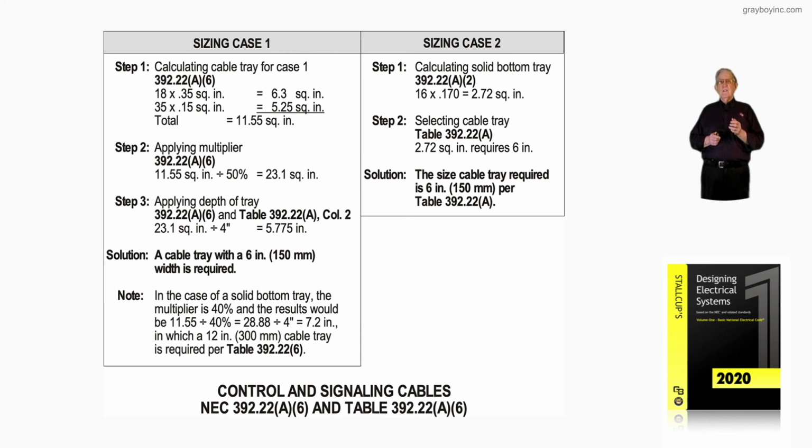So in the solution and answer, the size cable tray required is 6 inches per Table 392.22(A). Now this is showing control and signaling cables, and then of course we get these known values from the previous illustration showing the conductors in the cable tray for case 1, and case 2 is you see the calculations performed for case 1 and case 2 in this illustration.